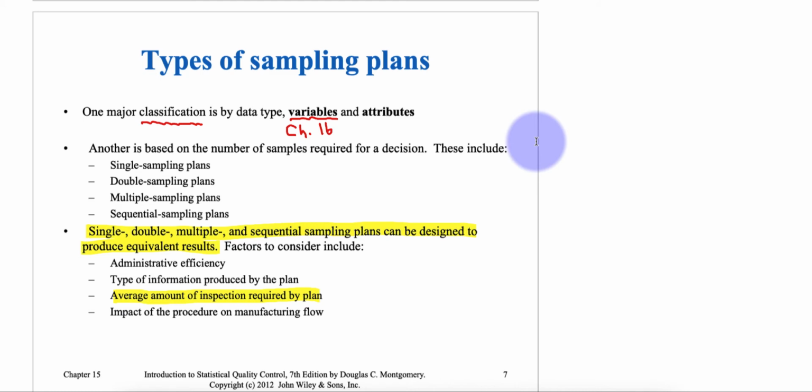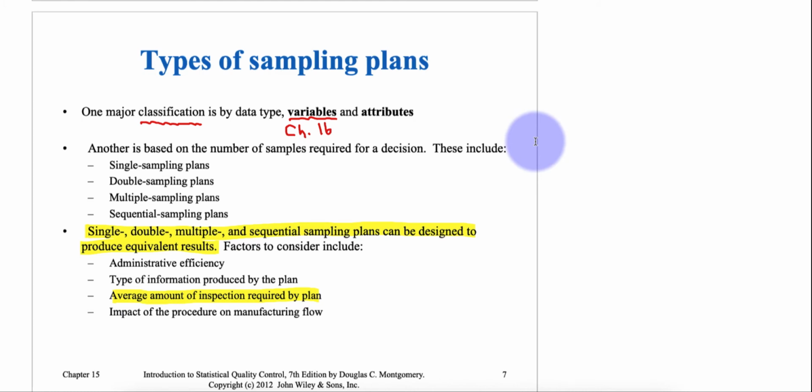And about the sampling plans, an important indicator is the average amount of inspection, because we will try to reduce the number of inspections in acceptance sampling, right? That's why we are not making 100% inspection. And average amount of inspection is a good indicator of the efficiency of the sampling plans.